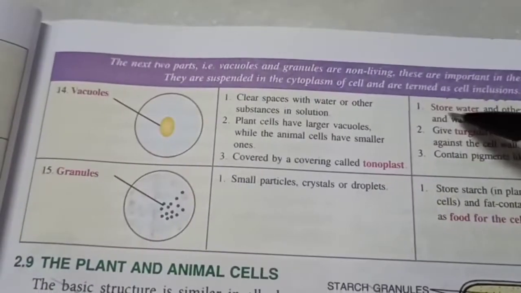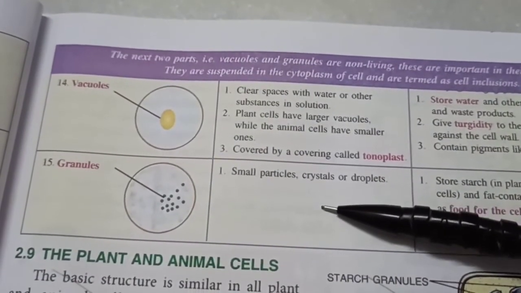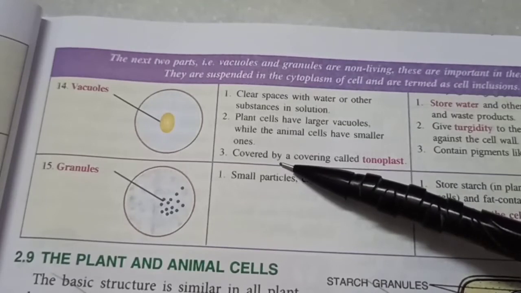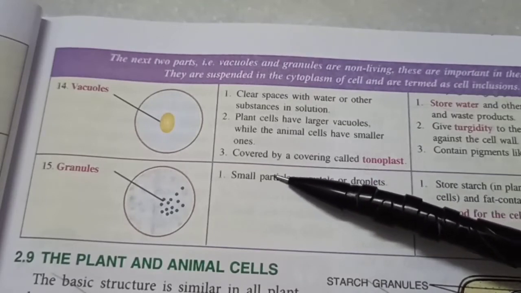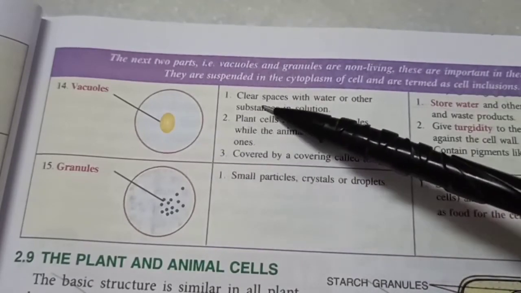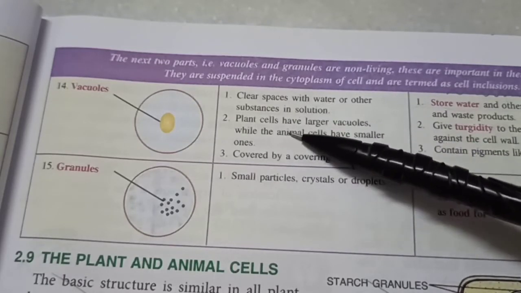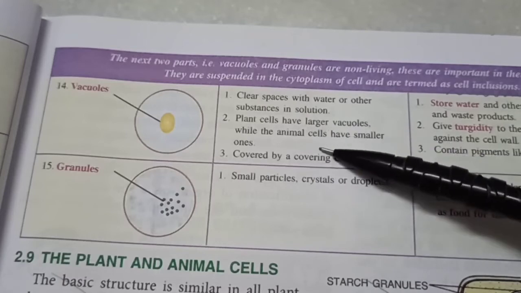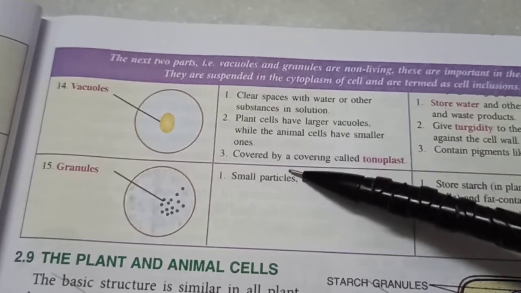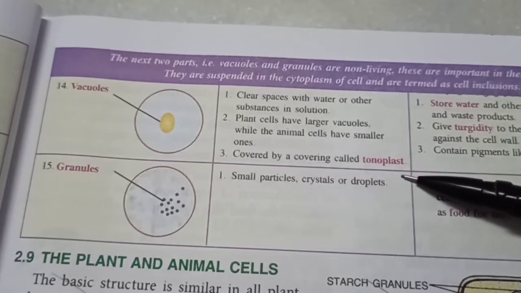Now we have two more. They are non-living. We can't even call them cell organelles. Let's just call them cell parts, because organelles have to be living. Vacuoles. They are clear spaces with water or other substances in solution. Plant cells have larger vacuoles, while the animal cells have smaller ones, if at all present. And they are covered by a covering called tonoplast.